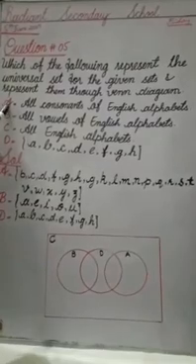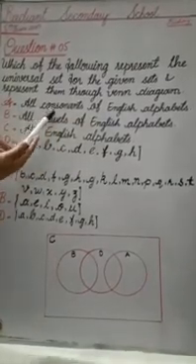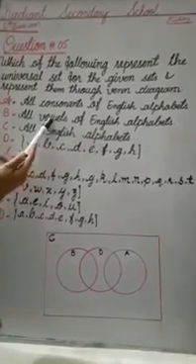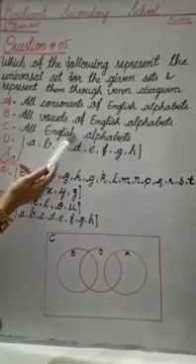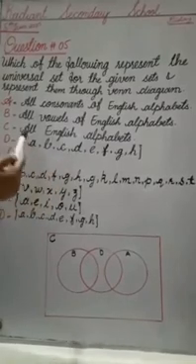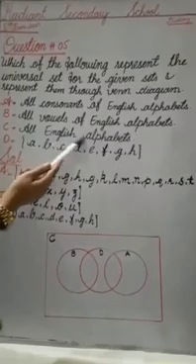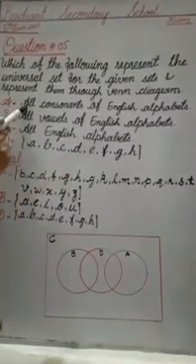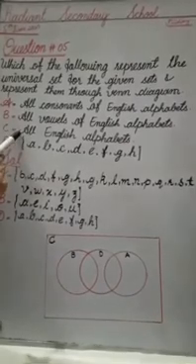Now, first set is all consonants of English alphabets. You all are familiar with what consonants are. Second is all vowels of English alphabets. Obviously, A, E, I, O, U are the vowels. C is all English alphabets, and D, in D set some elements are given. As you can understand, this is the universal set in which this is all English alphabets. This one is the universal set. All the elements of A, B and D are taken from this set C.